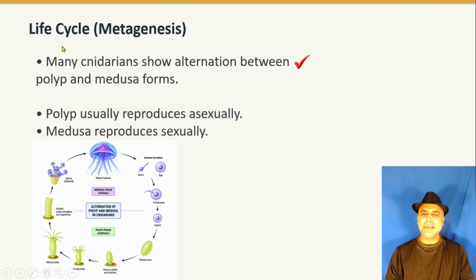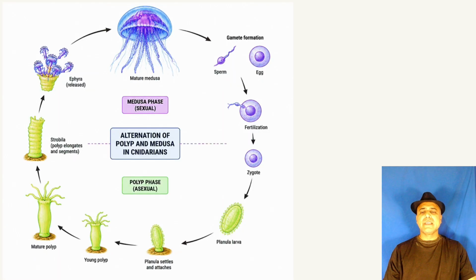Life cycle, metagenesis. Many cnidarians show alternation between polyp and medusa forms. Polyp usually reproduces asexually. Medusae reproduce sexually. In this way, you can see there is a mature medusa. It gives rise to polyp generation, and polyp generation gives rise to a medusa generation. In this way, alternation of generations occurs.